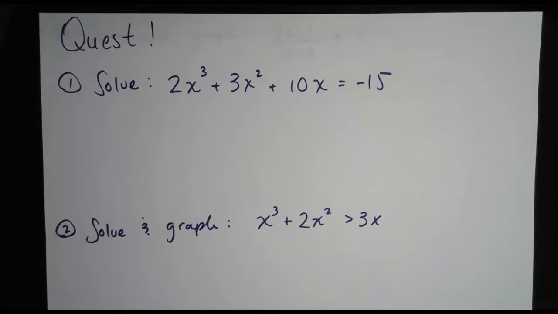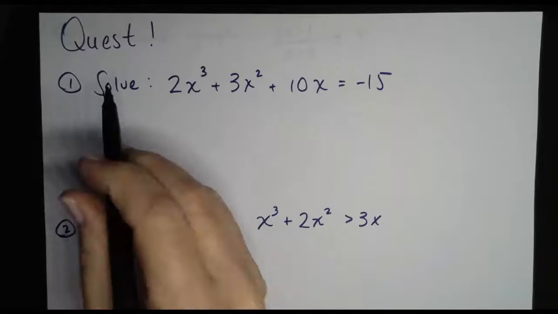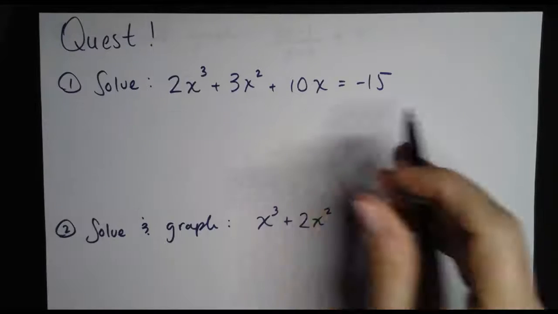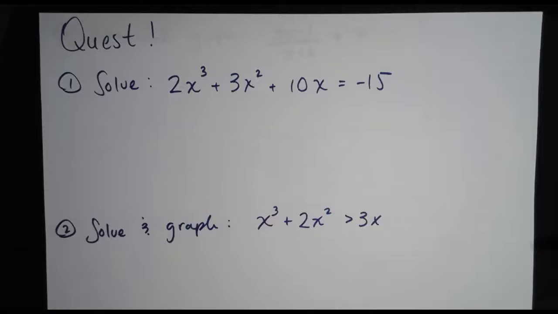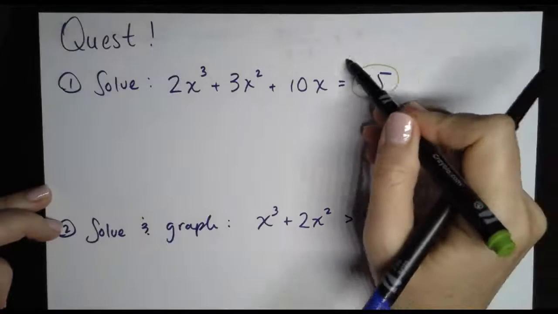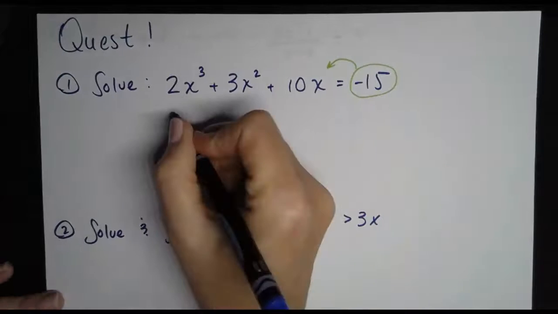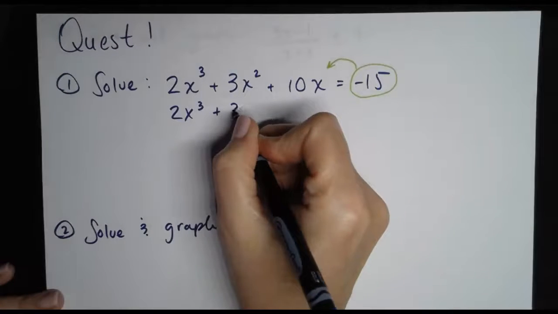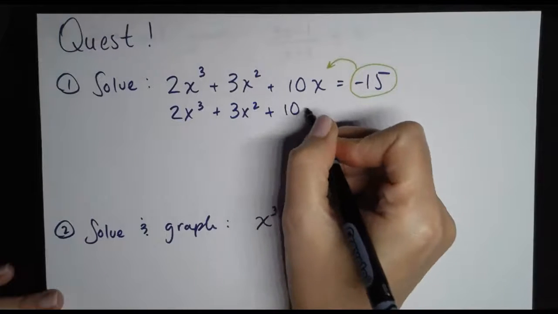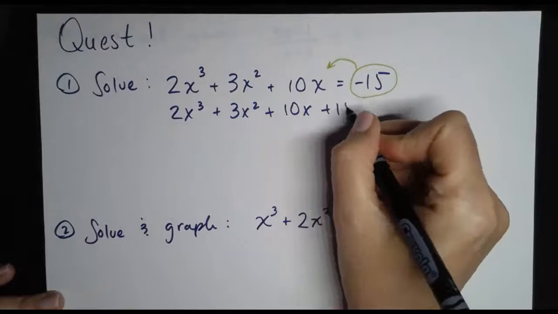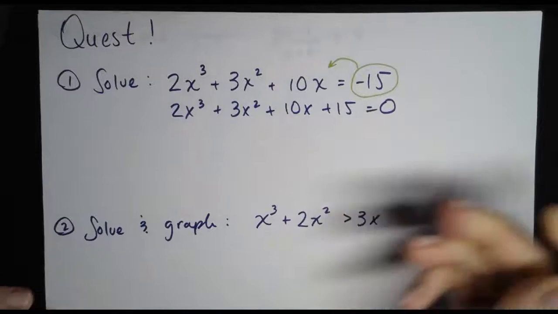Hi friends, let's review for our quest. First we've got to solve. What do we want to do? We want to set this equal to 0 and factor. So let's bring over negative 15. So 2x cubed plus 3x squared plus 10x plus 15 equals 0.